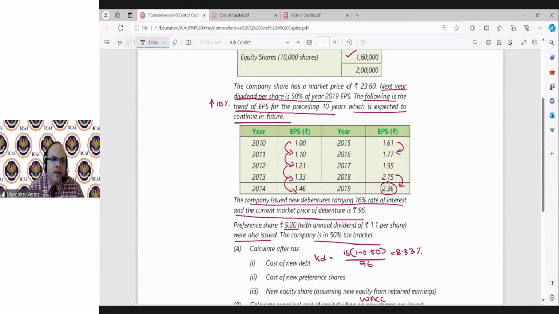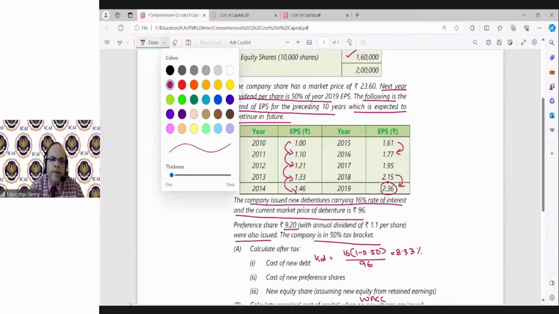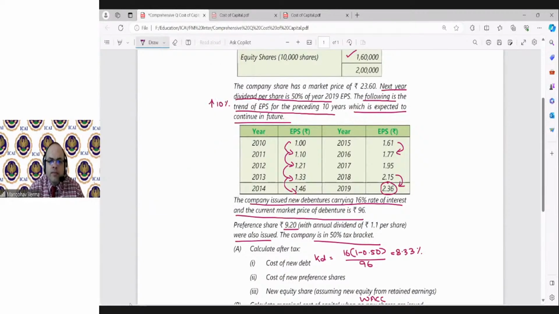Similarly, can you guys tell me the cost of new preference shares here? Thankfully, we are not even looking at YTM right now. We have discussed one question already. We're talking about 1.1 upon 9.2. Is there a tax reduction here? I don't think so. I'm getting 11.96, or if you want to round off, we can use 12% here.